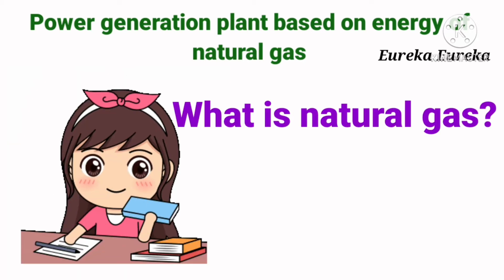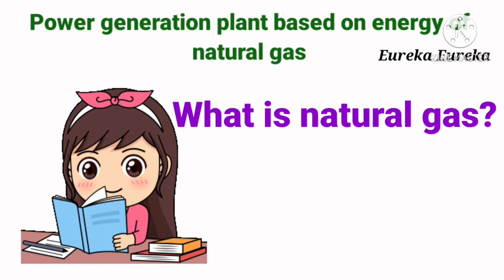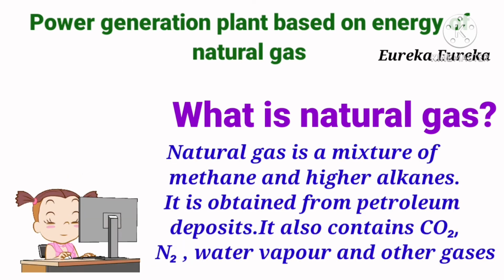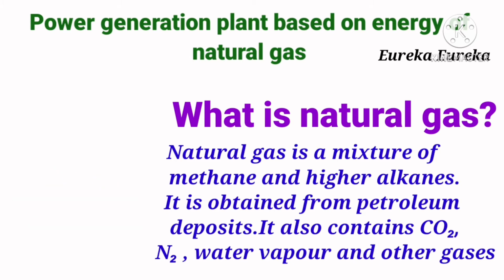But I have a doubt here. What is natural gas? Natural gas is a gas which contains mainly methane, that is 87% methane by volume, and other hydrocarbons are also present. It contains a mixture of other gases like carbon dioxide, water vapor and nitrogen. It is a gas which is found near petroleum deposits.